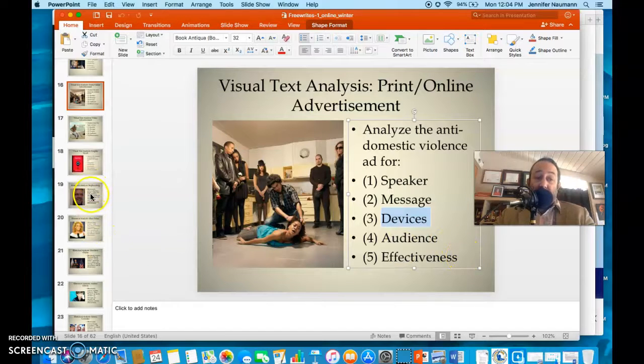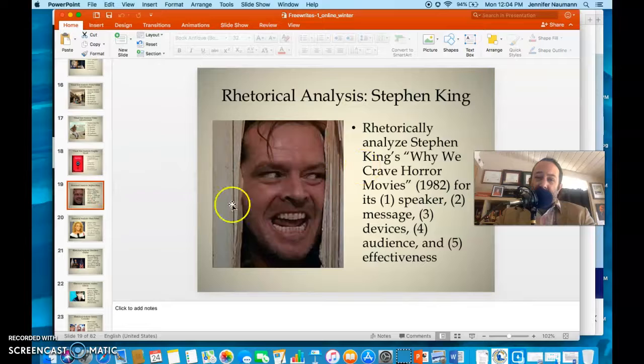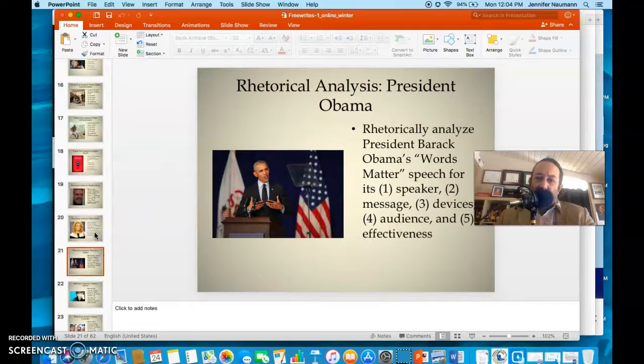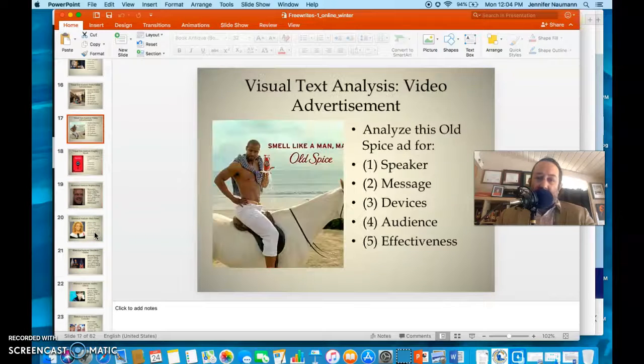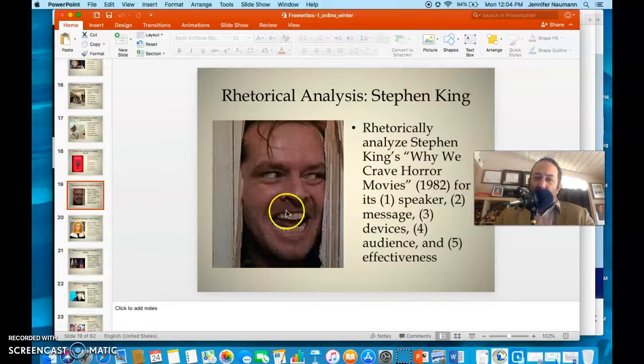And effectiveness. So you should see that these are the same things. And I just made them look slightly different. They're not bullet pointed, but it's the same stuff, right? We're going to look at this essay for what's the perspective of the speaker? What's the message? What kind of rhetorical devices as you're going over here? Who is the audience and about the effectiveness?